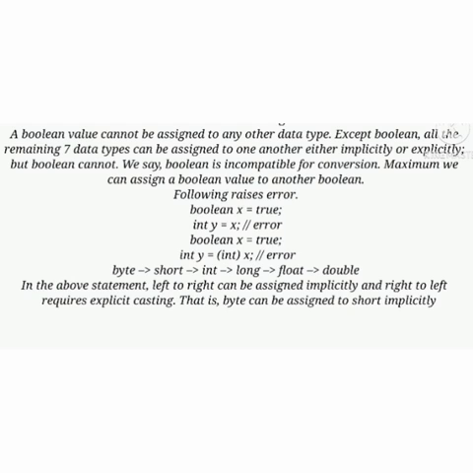For example, byte to short, then int, long, float, double. In the above order, left to right can be assigned implicitly, while right to left requires explicit casting. This can be converted to short implicitly.